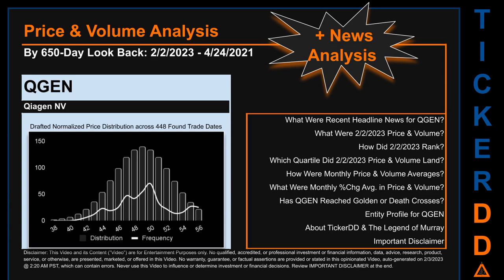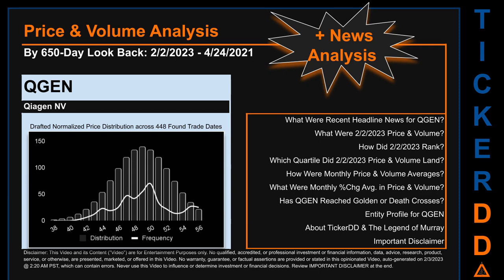Looking back 650 calendar days from Thursday, February 2, 2023 to Saturday, April 24, 2021, we found 448 applicable trade dates for use in our analysis. The chart shown on this page is our initial attempt at studying the price for QGEN after dynamically normalizing price distribution across those discovered trade dates.